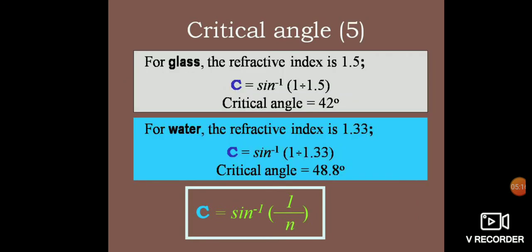For glass, the refractive index is 1.5. So C is equal to sine inverse of 1 divided by 1.5. The critical angle is about 42 degrees. For water, the refractive index is 1.33. C is equal to sine inverse of 1 upon 1.33. So the critical angle is calculated as 48.8 degrees. So the critical angle C is equal to sine inverse of 1 upon n.